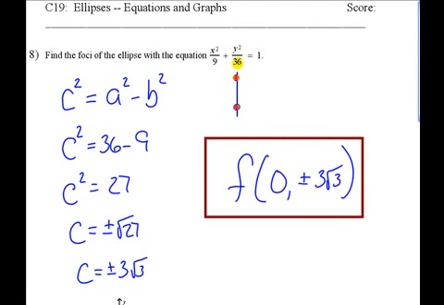Done. And if it was the other way, if the 36 was under the x squared and the 9 in the other place, you're right, it'd be plus or minus 3 root 3, comma 0. It'd be the other direction.